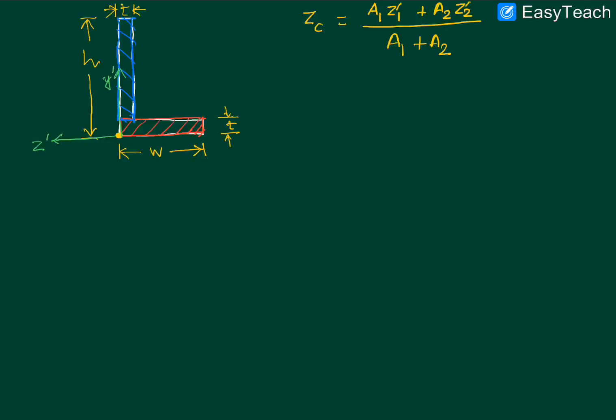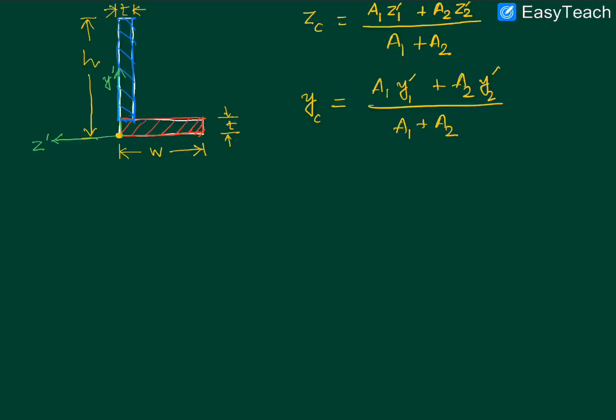In exactly the same fashion, we'll have the y coordinate of the centroid as A1 y1 dash plus A2 y2 dash divided by A1 plus A2, where just as before y1 dash refers to the y coordinate of the centroid of the red colored cross section and y2 dash refers to the y coordinate of the centroid of the blue colored cross section.